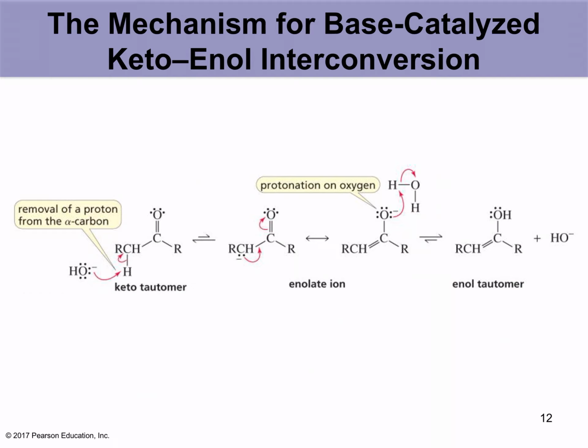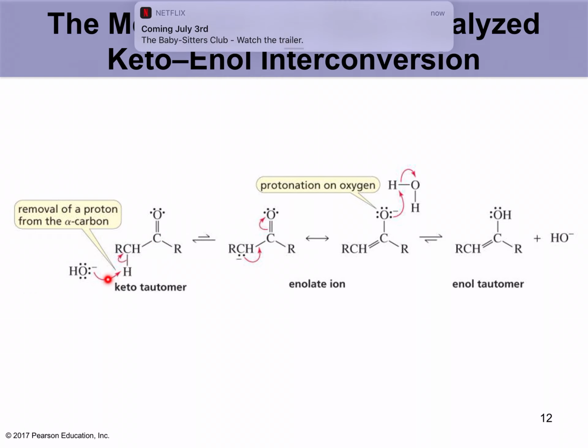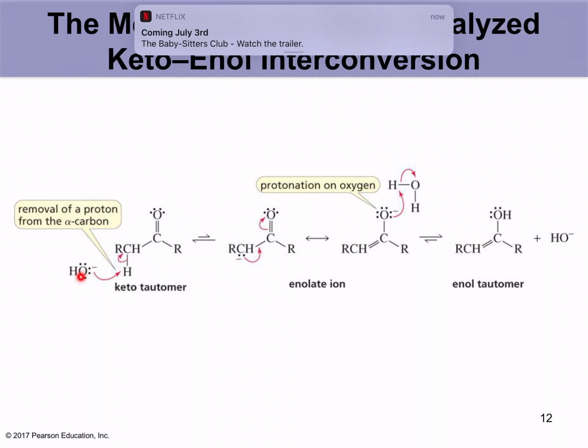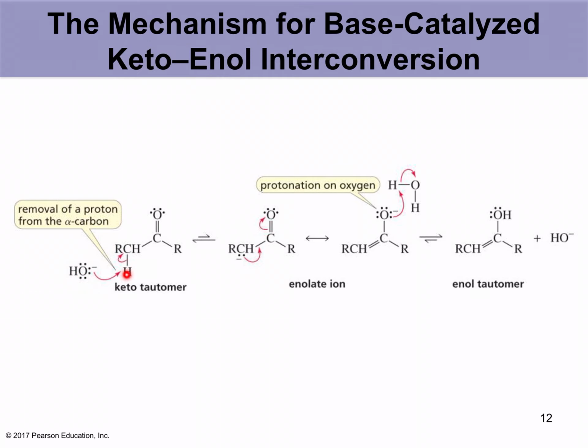Let's see how the base catalyzed keto enol interconversion takes place. So this is the base, hydroxide, and we learned that the alpha carbon carries alpha hydrogens. So these alpha hydrogens are more acidic, okay, due to the resonance stabilization through the carbonyl group. As a result, the base will take up the acidic hydrogen, and then the carbon hydrogen bond will break and the two electrons will be given to the alpha carbon.